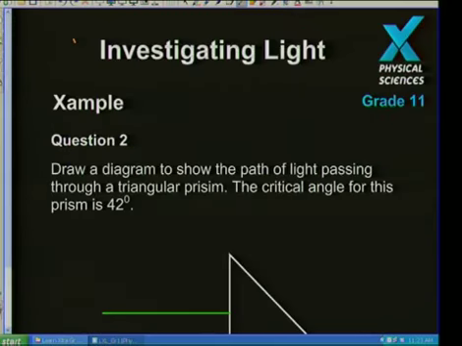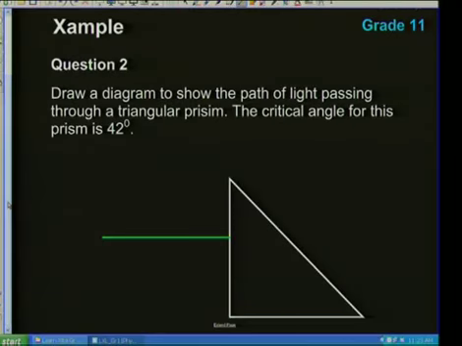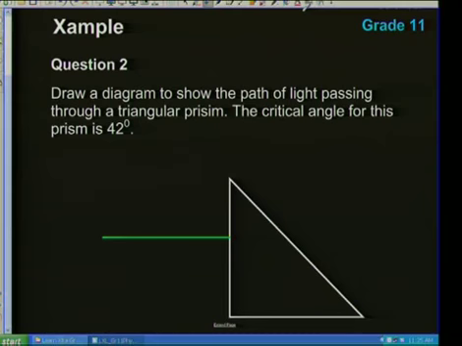Right, let's see where we can apply this. We're going to apply it to our question. Question number 2. Draw a diagram to show the path of light passing through a triangular prism. The critical angle for this prism is 42 degrees.